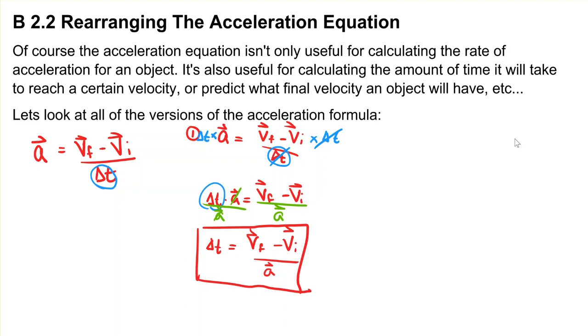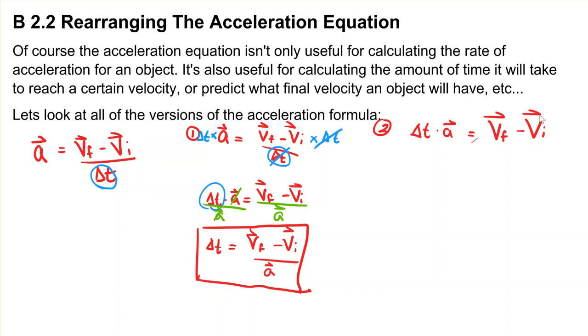So that's the first rearranged version. Now let's go back to when we multiplied by delta t, when we brought the delta t up here. Let's go back to that version of the equation and try to rearrange for something else. So we've got delta t times A, or A delta t, as you'll see it written a lot, equals VF minus VI.